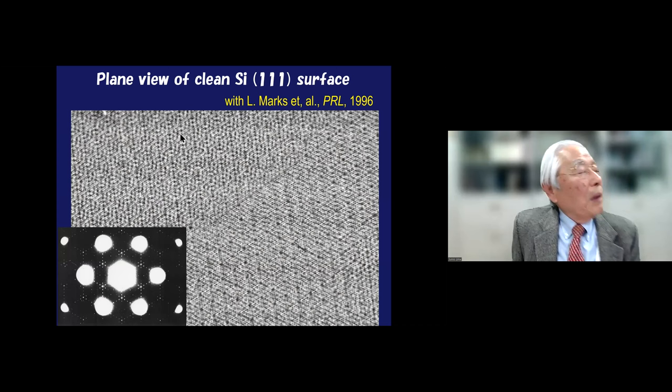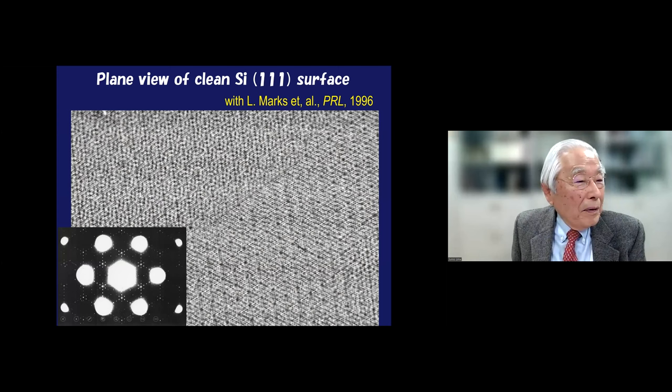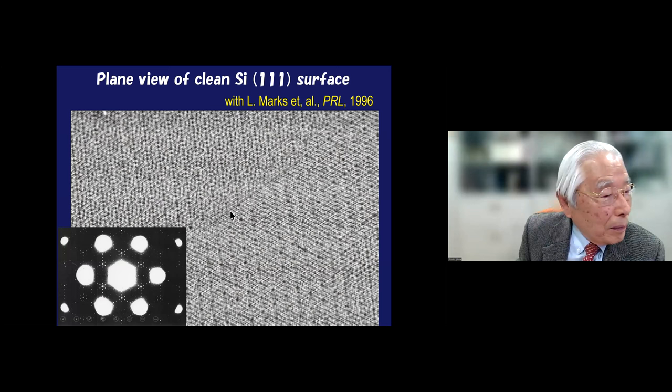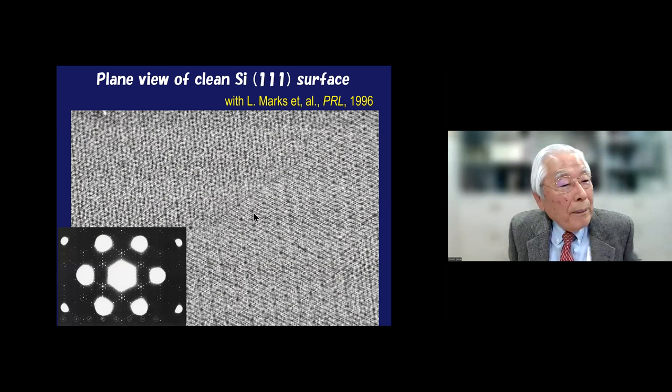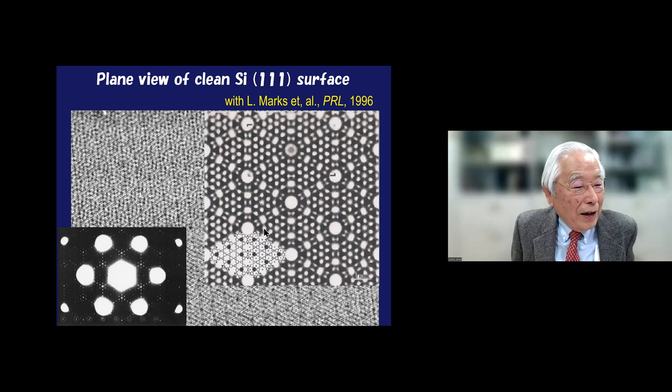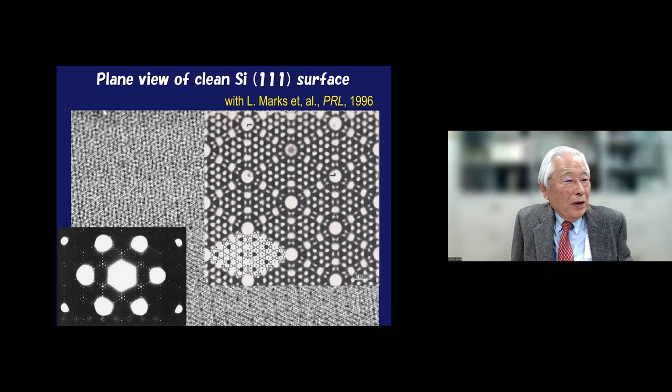Okay, if you have a thin film of silicon, you have two surfaces, bottom and top. The two surface images are mixed up, but what you see is the modulated structure, top and also bottom, superposed. But I worked with Laurence Marks, and he managed to pick out the images from these pictures. So we see these 7x7 surface structures. I was very happy with this.